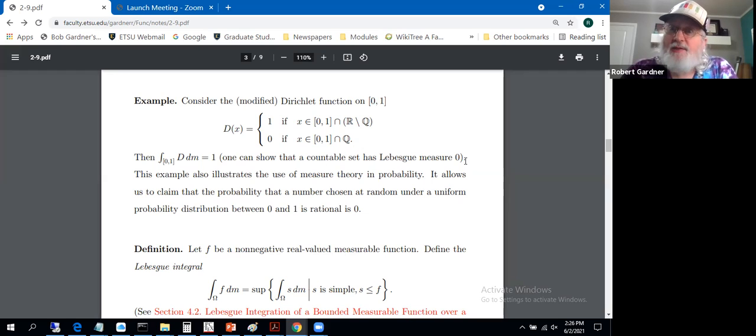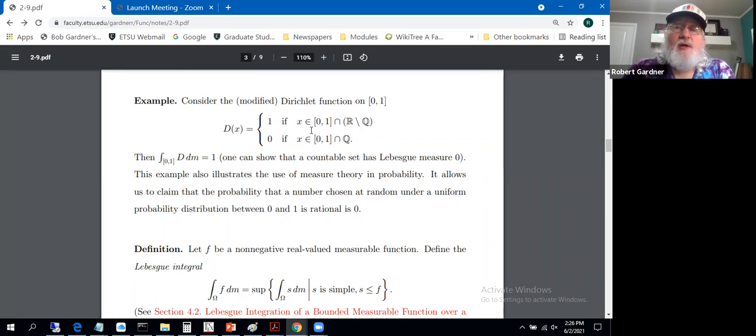It turns out, so there's your lack of rigor, that countable sets have Lebesgue measure 0. So the rational numbers between 0 and 1, actually a whole set of rational numbers for that matter, form a set of measure 0. So we've got 0 from the function value, and we've got 0 from the measure of the corresponding set.